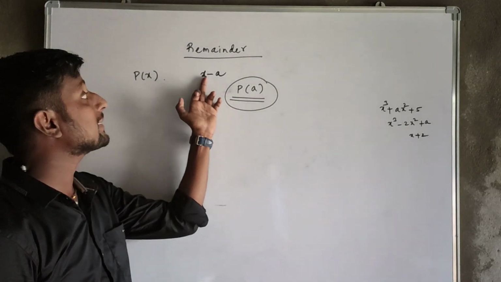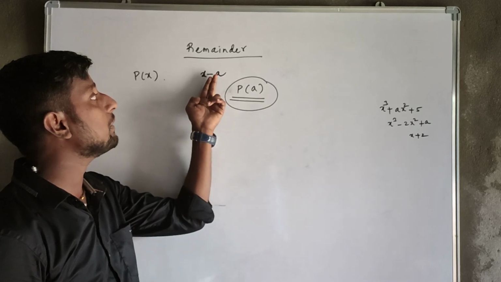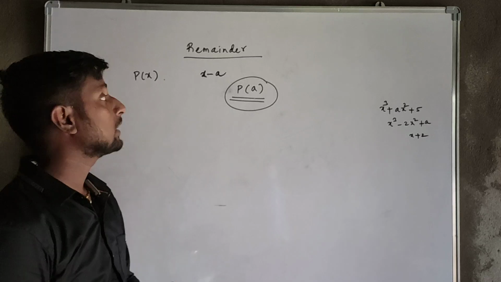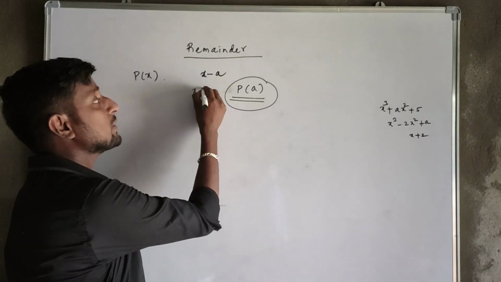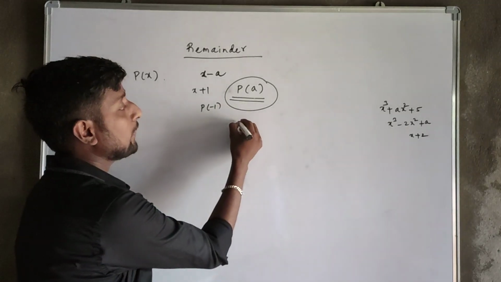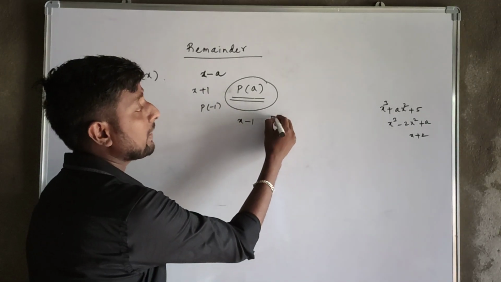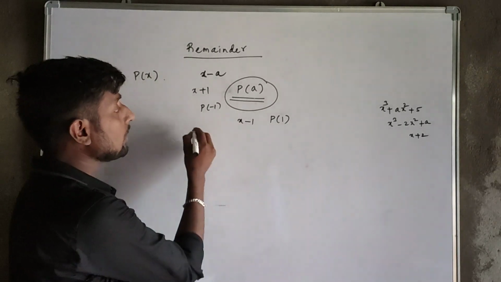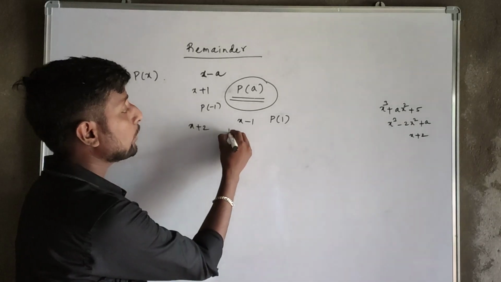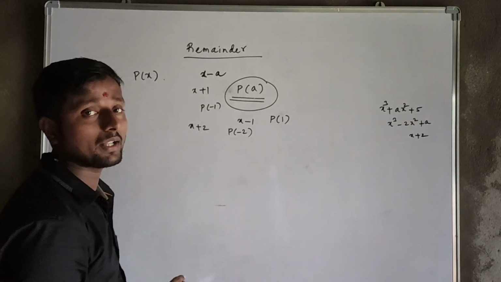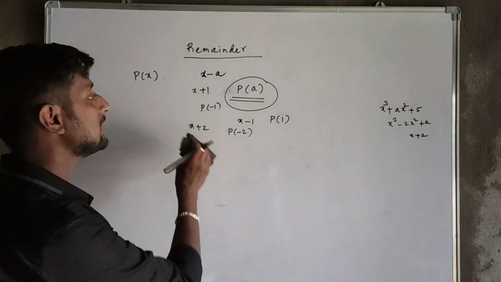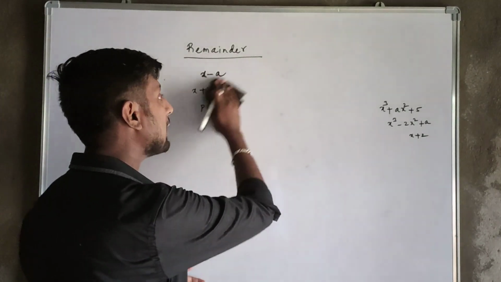Okay. So look at x minus a. With minus a in the divisor, I have used plus a for substitution. That means if you have x plus 1, then P of minus 1 is the remainder. And if you have x minus 1, then P of 1 is the remainder. If you have x plus 2 as a linear polynomial divisor, then you have to do P of minus 2, and P of minus 2 can be called the remainder. Okay. So we'll see some problems by using the remainder theorem.